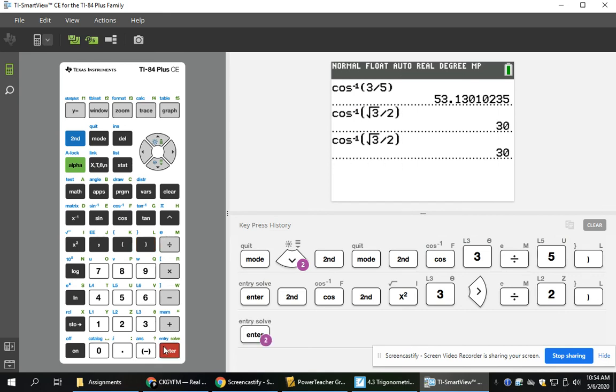That happens to be a really nice number. Could you have found that reference angle on the unit circle? Is root 3 over 2 on the unit circle for cosine? Absolutely. That's one of our points that we memorized. So if you remember that the first coordinate on the unit circle represents cosine and it's root 3 over 2, you could figure out that it was 30 degrees without using your calculator at all.